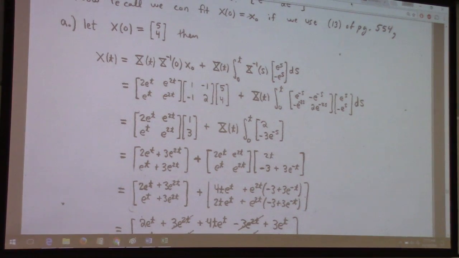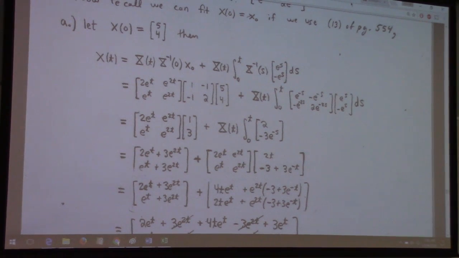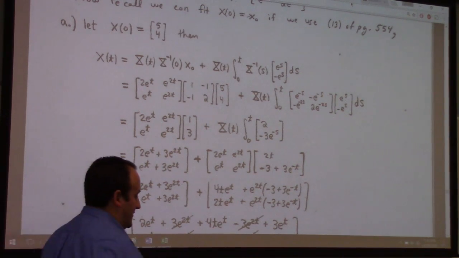So this is section 9.7. I am speaking at the moment of formula 13 on page 554. That's the formula I'm using here to build the initial condition into it. Again, this is the Fundamentals of Differential Equations, 6th edition by Nagel, Saff, and Snyder. This cost us tens of dollars. No, wait a minute. $10. $10.